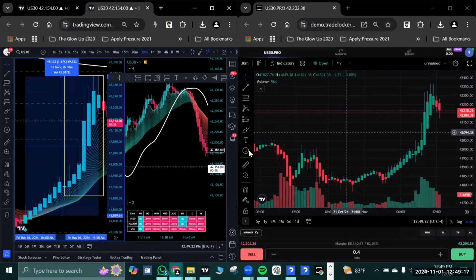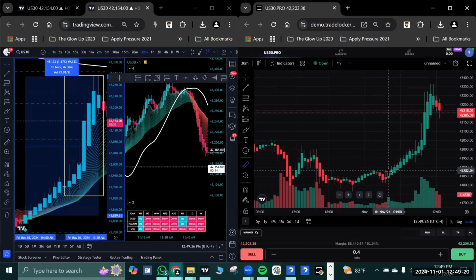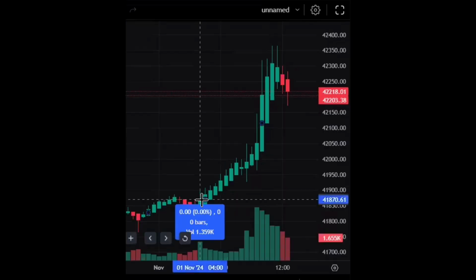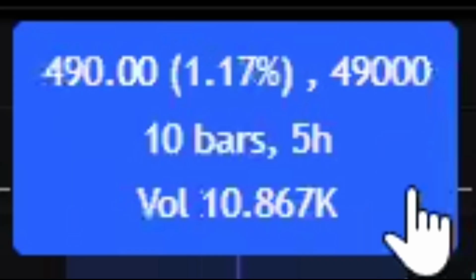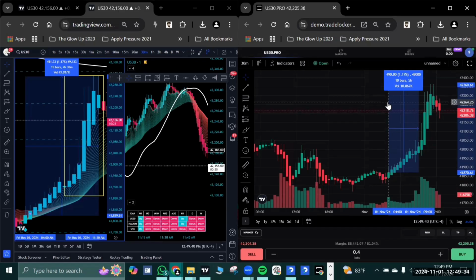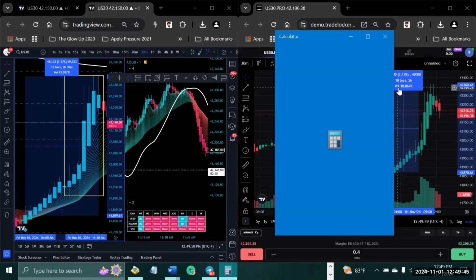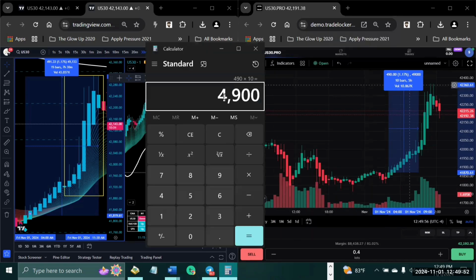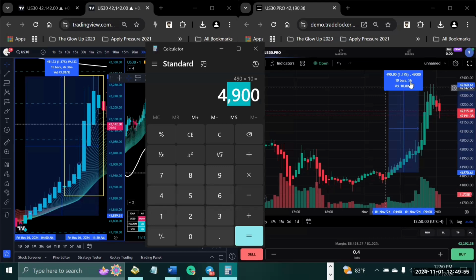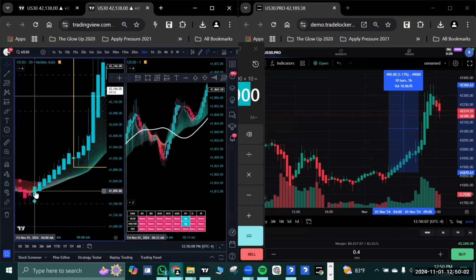491 pips. You take a measuring stick, you go to where you want to start measuring from, you click once, you let go, and then you just drag it up. This is measuring how many miles that it went the right way. So 490. So if you are using $10 per pip, your math would be 490 times 10. So in this time, it was $4,900 in 5 hours from this little diamond right here. Isn't that crazy? Just that one.